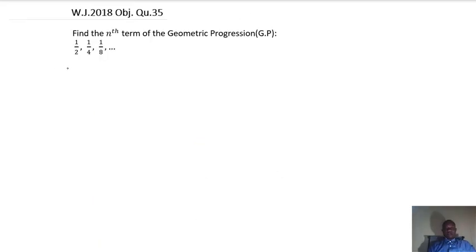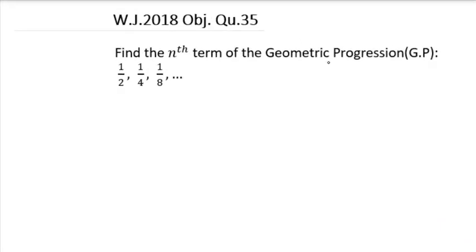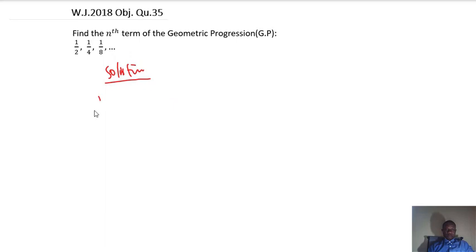Welcome students. We are still on sequence and series. Today we are going to tackle WASSCE June 2018 objective question number 35. Find the nth term of the geometric progression, GP, 1 over 2, 1 over 4, 1 over 8. So the sequence is 1 over 2, 1 over 4, 1 over 8, and so on up to the nth term. This is what we are looking for.